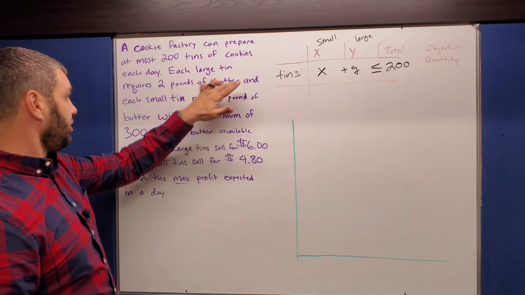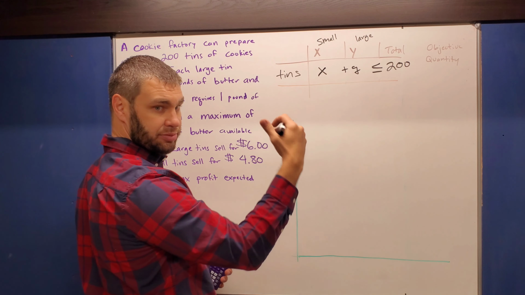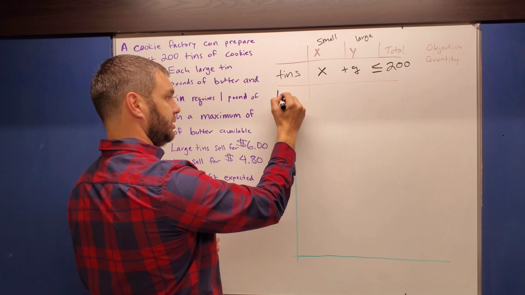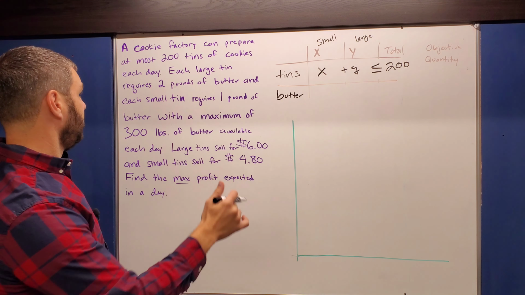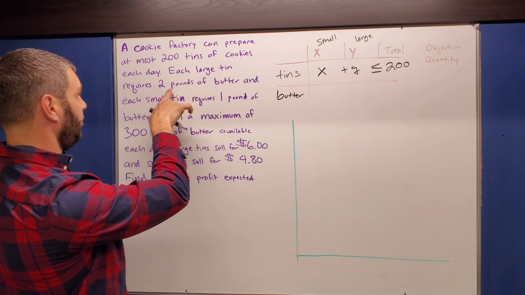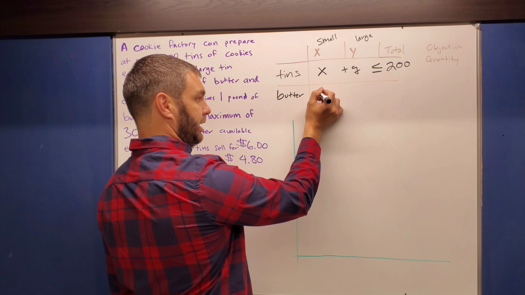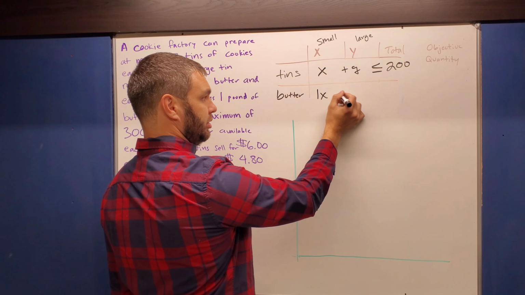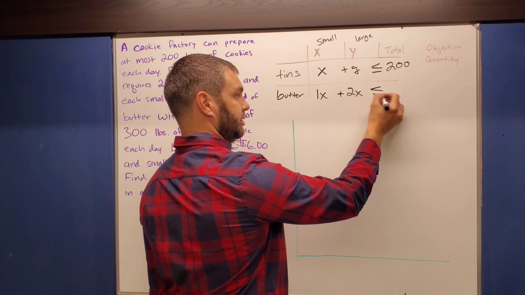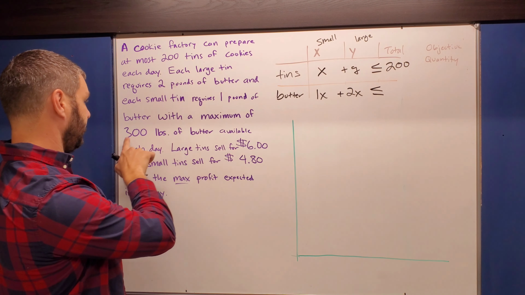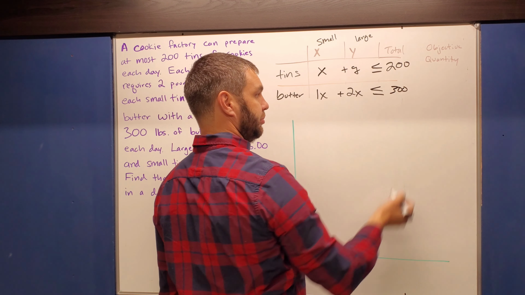Then it says each large tin requires 2 pounds of butter. So we have tins, and my other consideration here is the amount of butter in those cookies. The large tin requires 2 pounds of butter, and the small tins require 1 pound of butter. So here I'd say 1X for the small plus 2Y for the large. That has to be less than or equal to, and how much butter is available? Well, 300 pounds of butter is available every day. So this has to be less than or equal to 300 pounds.